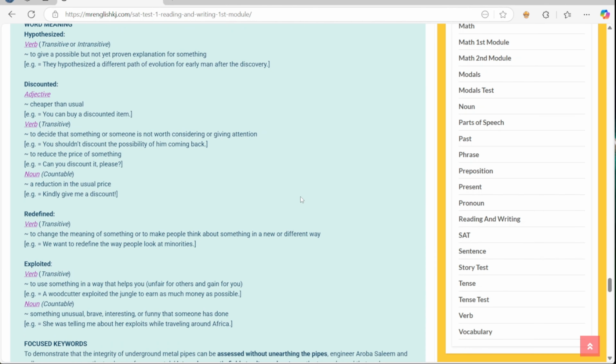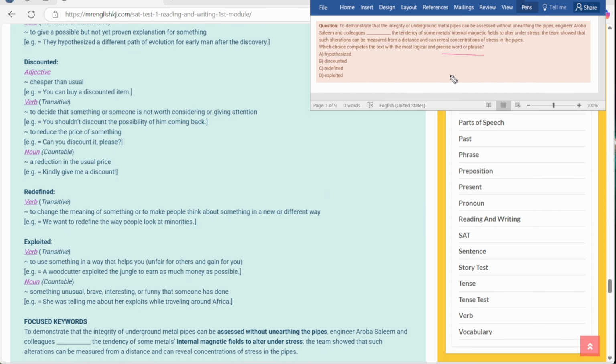Now again we need to find the precise word, the most logical and precise word. Let's take a look at the keywords.